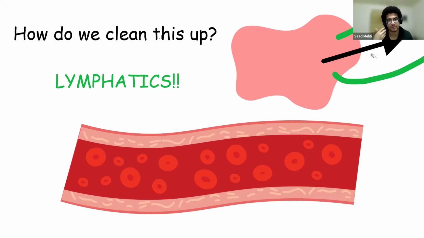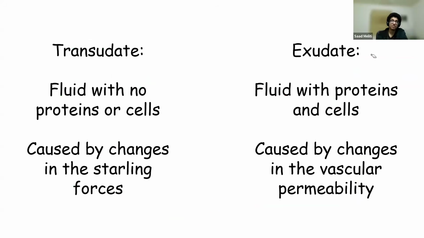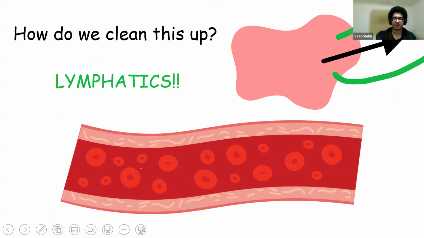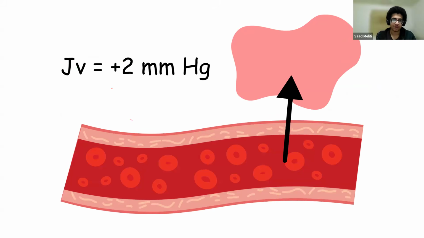So we're going to move on to edema. But first, before we talk about edema, we're going to talk about transudate and exudate. Transudate is just fluid with no proteins or cells. This is caused by changes in the Starling forces. Remember what we were just looking at? This is because of Starling forces, which are hydrostatic pressure and oncotic pressure.